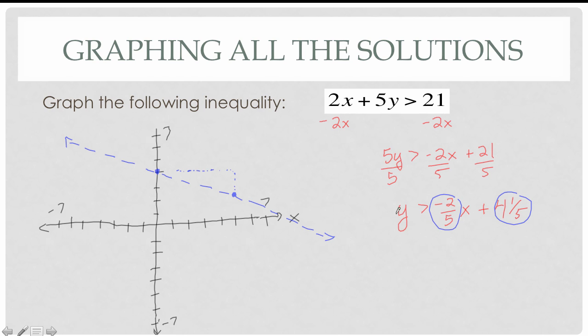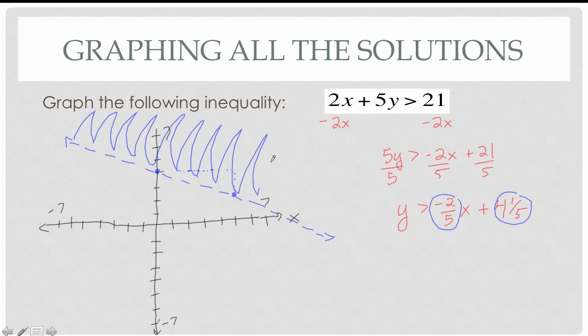But now I want to shade all the y values greater than that line. So here's where all the solutions are, in this area above the line. This is shading it in. And this is all the solutions. All of these points are solutions to the inequality. There's an infinite number of them, right?